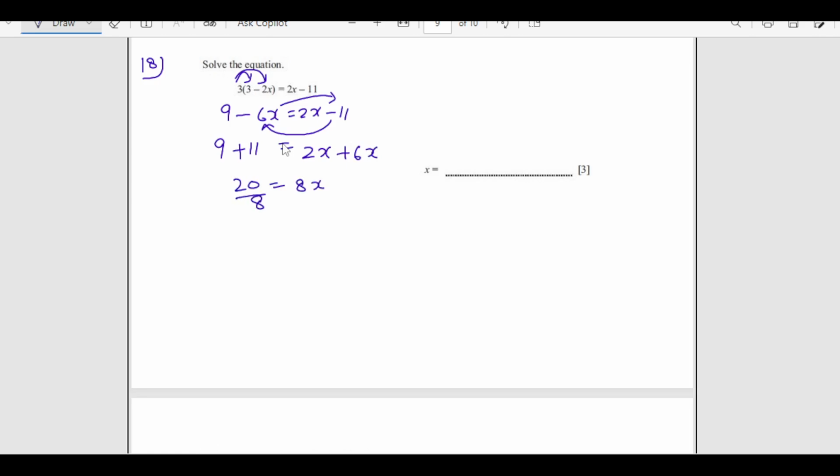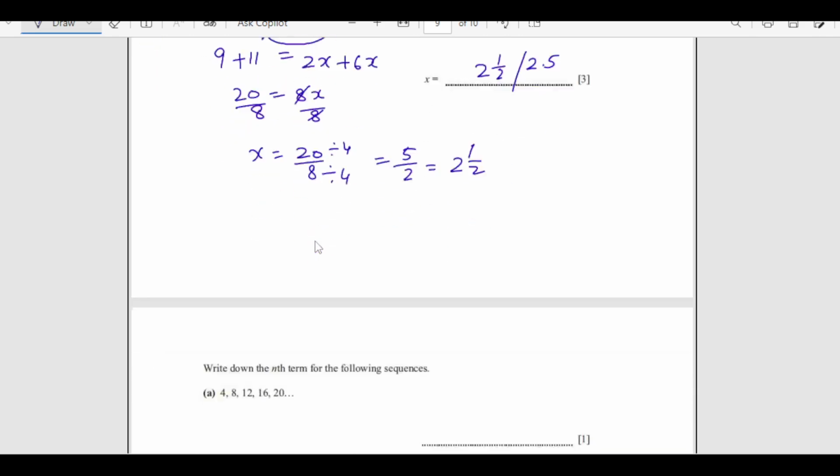So divide by 8, divide by 8. So x is 20 over 8. So now both are divisible by 4. Divide by 4, divide by 4. 4 times 5, 4 times 2, it's 5 over 2, that is 2 and 1 over 2. 2 and 1 over 2, or 2.5 is the value of x, right?